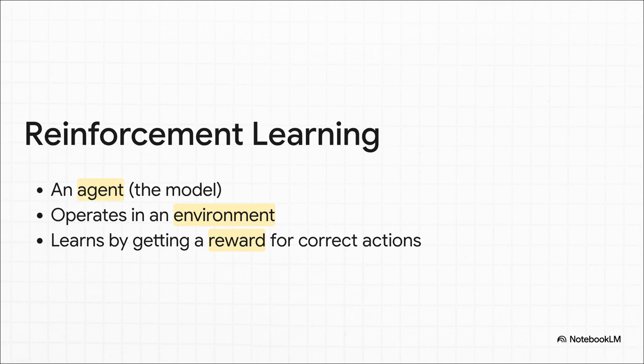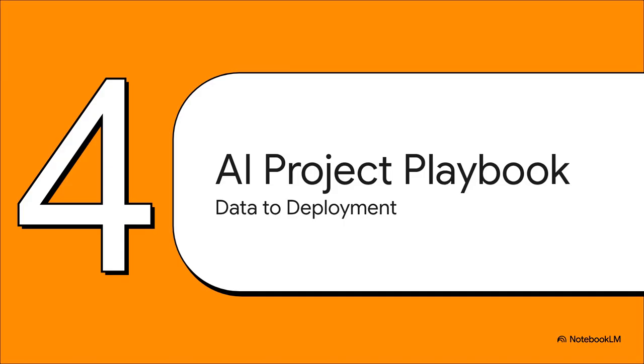You've got an agent, that's your model, and it's operating in some kind of environment. It learns completely through trial and error. When it does something right, it gets a reward, just like a treat. This is the kind of thing that's absolutely massive in areas like robotics or for teaching an AI to play a game.